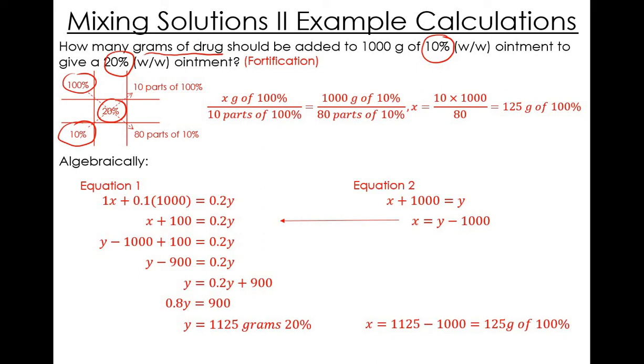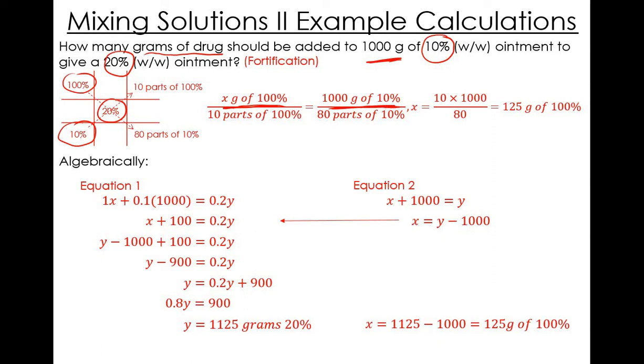And so then we can set up a proportion to find a quantity. We want to know how many grams of drug, so how many grams of 100%, that will be our x. And we are given a quantity. So we need at least one quantity to be able to find a quantity. This time we're given that we have 1,000 grams of 10%.